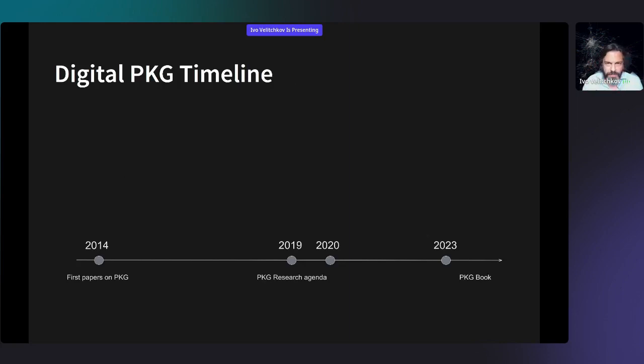And then if we look at the digital timeline of personal knowledge graphs, around 2014 is when the first papers appeared on personal knowledge graphs. And then in 2019, a research agenda was published. At that point, the industry and the academia worked in parallel, the industry more focusing on knowledge graphs for personal knowledge management, basically knowledge graphs created by the user, while the academia focused on personal knowledge graphs about the user, with focus on recommender systems, healthcare, and so on. But still, there are some overlaps.